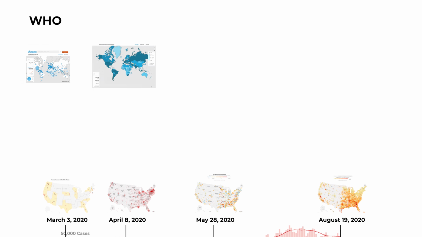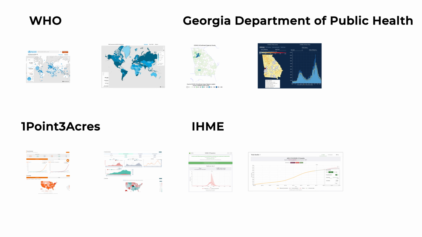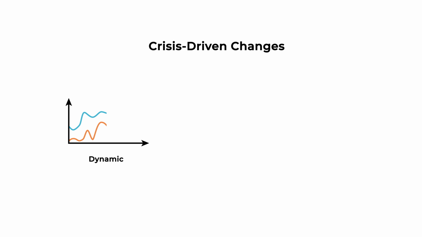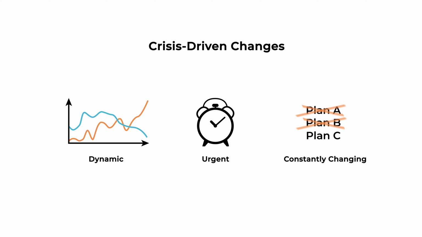Like the maps created by the New York Times, many COVID-19 visualizations have changed over time. We refer to this type of visualization changes as crisis-driven changes, which reflect the dynamic nature of the crisis as well as an urgent need to adapt existing visualizations to better suit the constantly changing crisis situations.